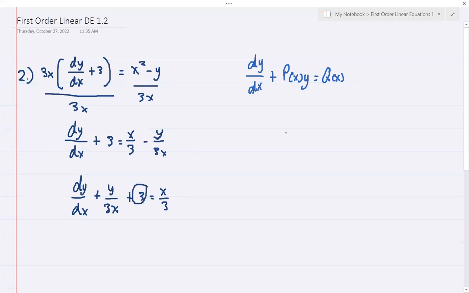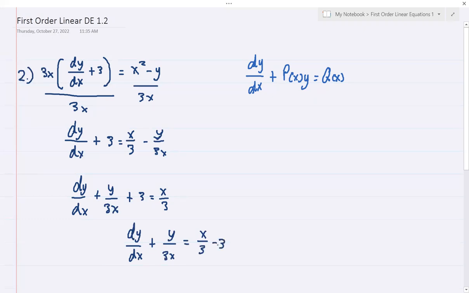Now, in here, we have your 3 here, and as you can see, there is no constant here, right? So why not join it to your q of x. If you're going to join 3 to your right side, we will have dy all over dx plus y all over 3x is equal to x all over 3 minus 3.